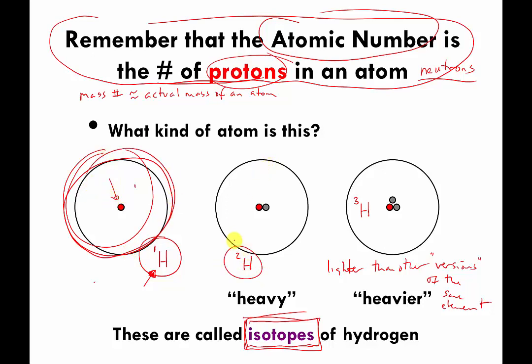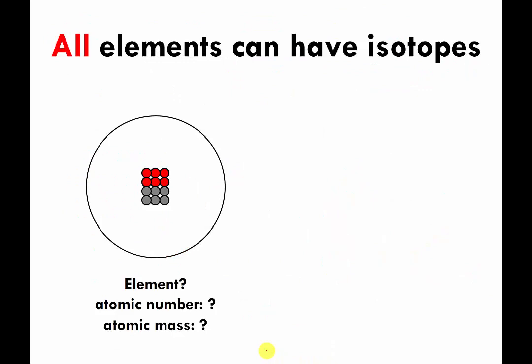If I write an H with a 2, that means I'm only talking about hydrogen atoms that have a mass number of 2. Here, only hydrogens that have a mass number of 3. And these, again, are called isotopes. It's not just hydrogen atoms that can have isotopes. All elements can have isotopes, including whatever this atom is here.